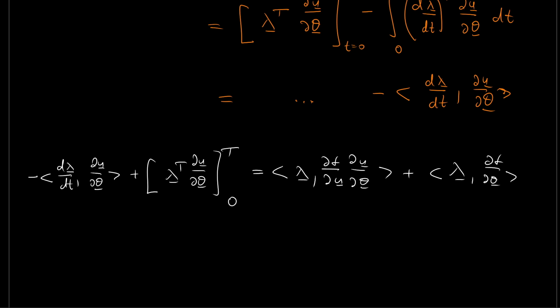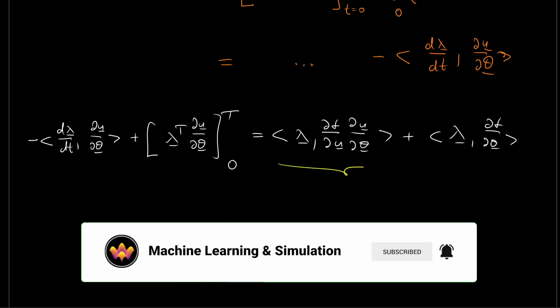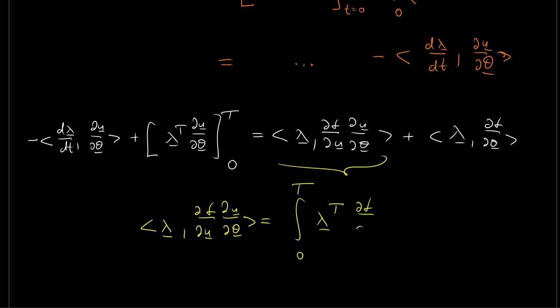Now we have to look into that functional inner product. How can we move the Jacobian over to the other one? Okay, let's write this in the integral notation. So we will have that lambda in inner product with the Jacobian of f with respect to u, and then the Jacobian of u with respect to theta is in essence the integral from 0 to T of lambda transpose df by du, du by d theta, integrated dt. And let us set some brackets in order to indicate what operation happens when.